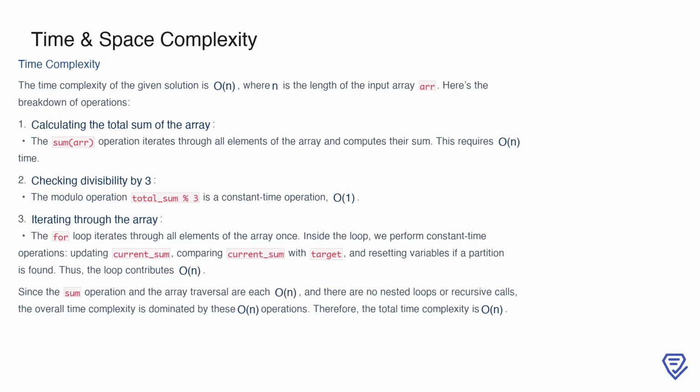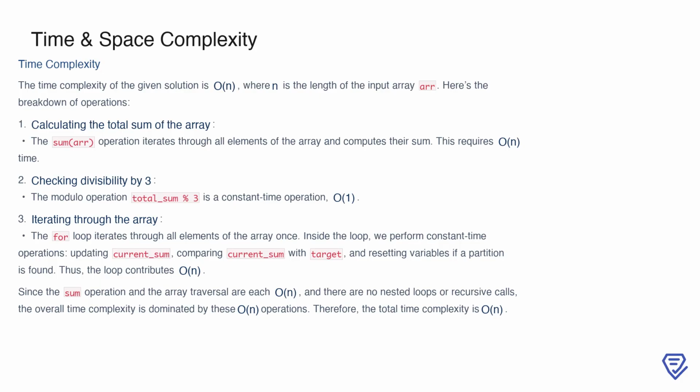To understand why, let's break it down into its components. First, calculating the total sum of the array using the sum(arr) function takes O(n) time, as it requires iterating through all elements of the array. Next, checking if the total sum is divisible by 3 is a simple modulo operation, which is a constant time operation, O(1). Finally, the main part of the algorithm involves a single traversal of the array with a for loop.